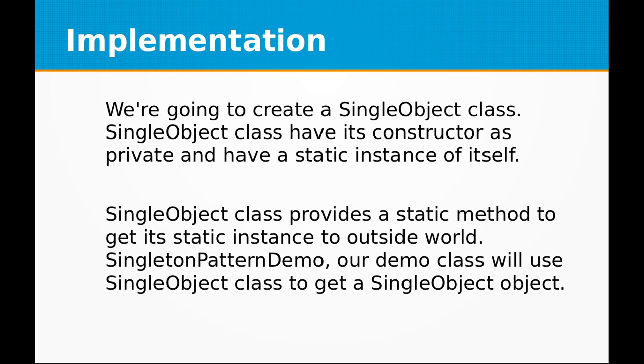So now let's look at the implementation. We are going to create a single object class. Single object class has its own constructor as private and has a static instance of itself. Single object class provides a static method to get its static instance to the outside world. Singleton pattern demo: our demo class will use the single object class to get a single object.